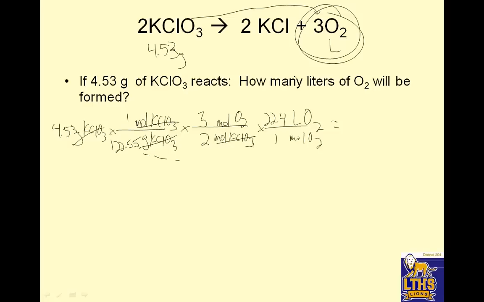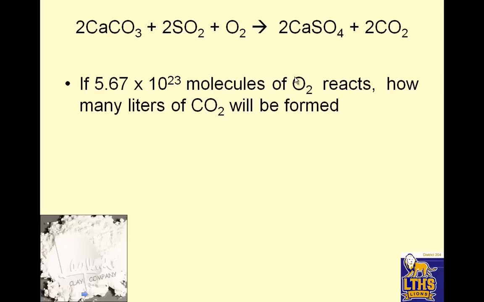4.53 divided by 122.55 times 3 divided by 2 times 22.4 equals 1.24 liters O2. Done and done.